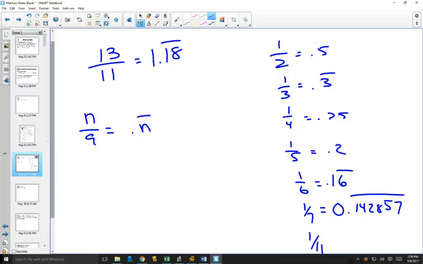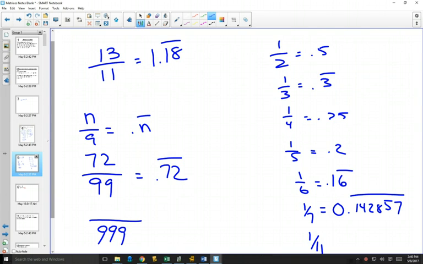99,999, and so on. If you have something over 99, pick your favorite number less than 99. 72. 72 over 99 will be 0.72 repeated. Pick something fun over 999. Some number that you feel has been misrepresented. 637. That will equal 0.637 repeated.